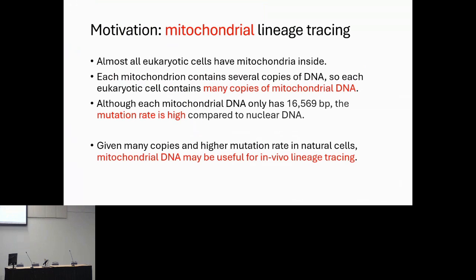Almost all eukaryotic cells have mitochondria inside, and each mitochondrion contains several copies of DNA. As a result, a single eukaryotic cell contains many copies of mitochondrial DNA. Although each mitochondrial DNA only has 16,000 base pairs, the mutation rate is high compared to nuclear DNA. Given all these advantages over the nuclear genome, we find that it may be a good candidate for lineage tracing in natural cells, where you don't need to edit it by CRISPR or some other gene editing, but you still may capture the lineage information.